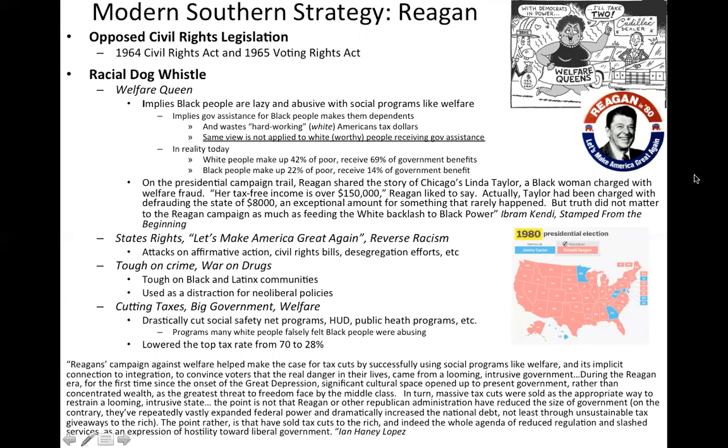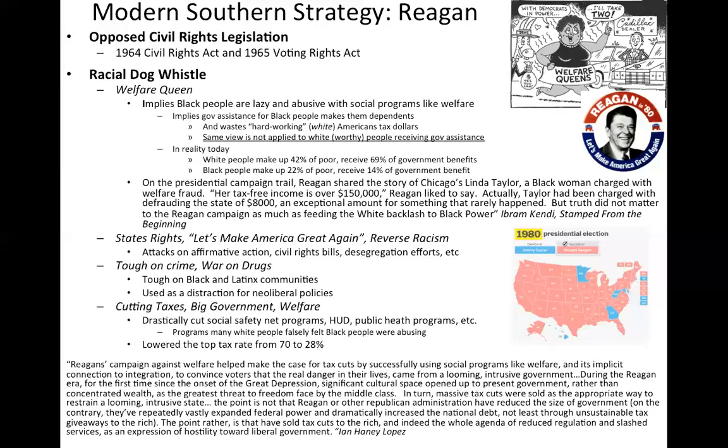Ibram Kendi talks about this. He writes that on the presidential campaign trail, Reagan shared the story of Chicago's Linda Taylor, a Black woman charged with welfare fraud. Her tax-free income is over $150,000, Reagan liked to say. Actually, Taylor had been charged with defrauding the state of $8,000, an exceptional amount for something that really happened. But truth did not matter to the Reagan campaign as much as feeding the white backlash to Black power. So the welfare queen was a big one that he used.